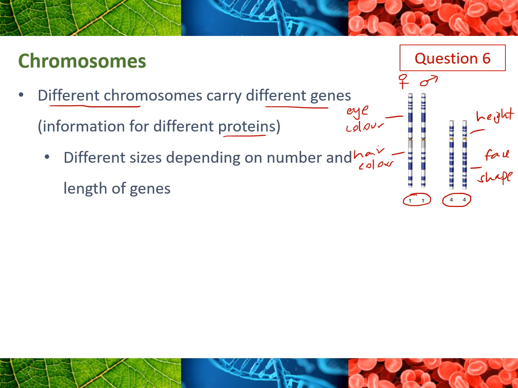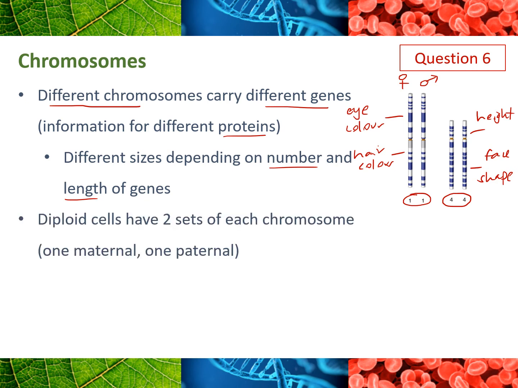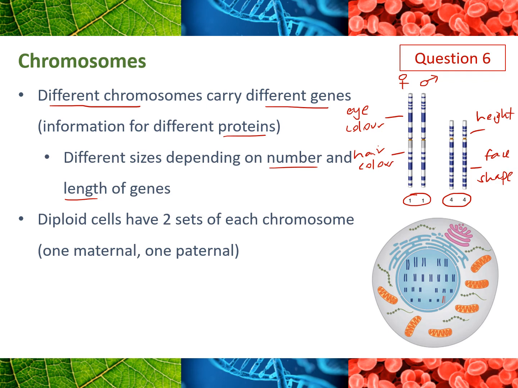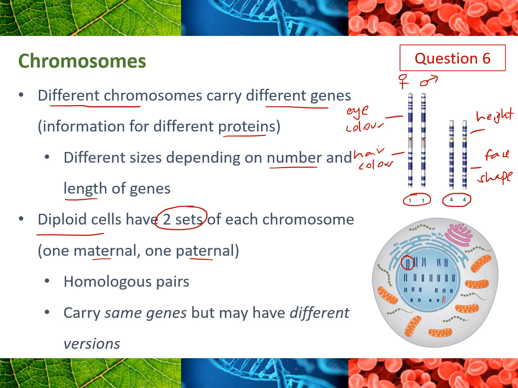The size of the chromosome is going to be different depending on how many genes it has, and then the length of each of those genes. Different genes have different numbers of bases within them. Diploid cells, as we've looked at quite a lot recently, have 2 sets of each chromosome. So we've got 1 from your biological mother, 1 from your biological father. So each of that is a pair of chromosomes, which we call our homologous pairs.